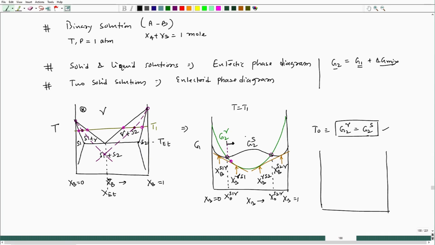Only this part, if I do. So, this is the one, and common tangent, this one. So, these are the two compositions: XB of S1 in equilibrium with gamma, and this was the composition XB of gamma in equilibrium with S1.